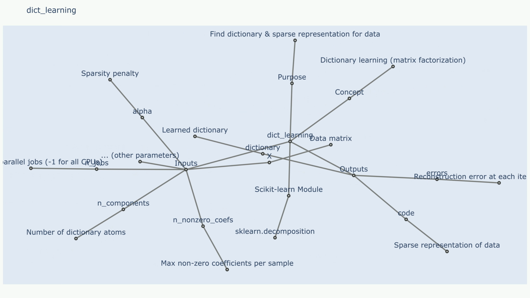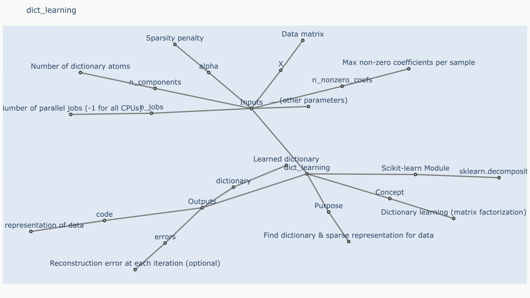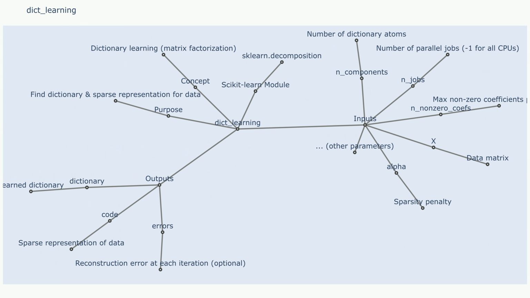2. The algorithm: the optimization problem. The learning process involves solving a challenging optimization problem. It aims to minimize a loss function that measures the difference between the original data and its reconstruction from the dictionary and sparse codes. Alternating minimization. The algorithm alternates between updating the dictionary given the sparse codes and updating the sparse codes given the dictionary. This process is repeated until convergence, typically using techniques like the coordinate descent algorithm.